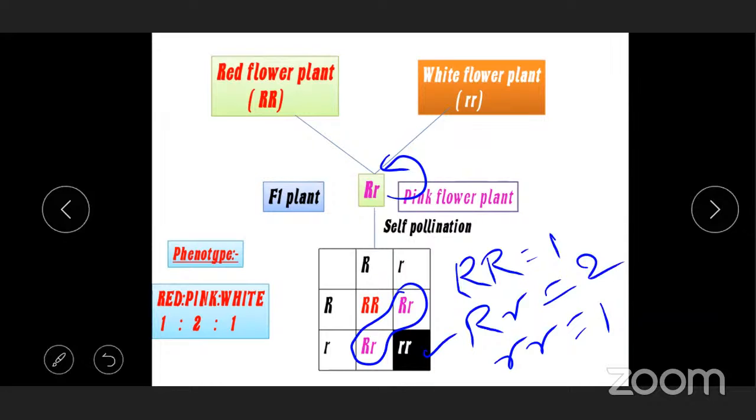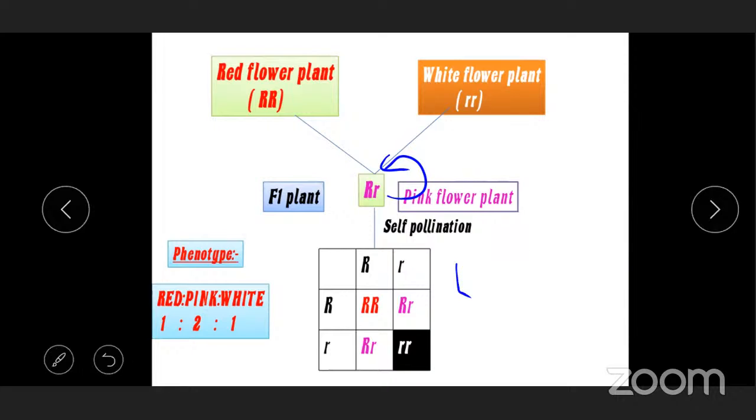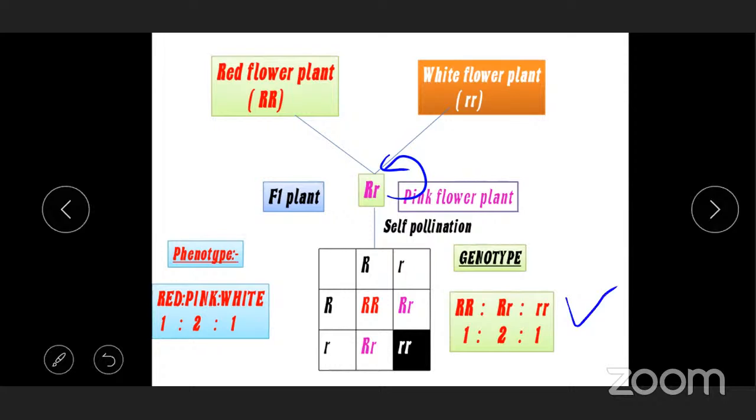So let us observe this. 1:2:1 is the genotype ratio in the incomplete dominance situation. The genotype is capital R capital R to capital R small r to small r small r, equal to 1:2:1. Means in incomplete dominance, both phenotype and genotype ratios are similar in nature.